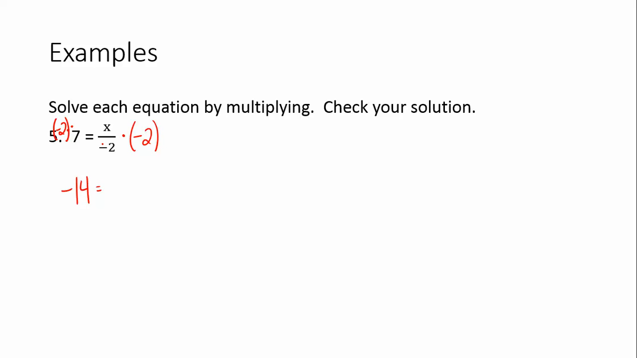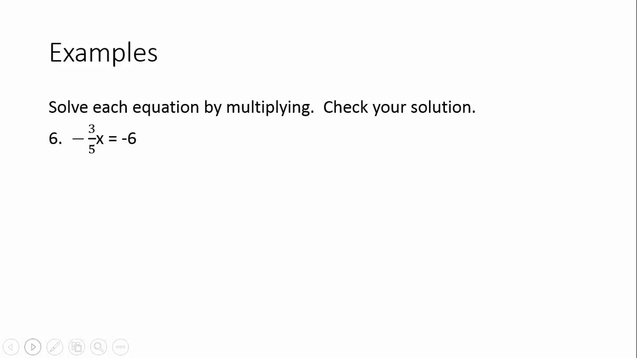But what happens on the right? Remember, the numbers are going to cancel, we're just left with x. So when we check our solution, we have 7 equals, plug in the answer for x, divide it by negative 2. So 7 equals, what's negative 14 divided by negative 2? That's a positive 7, and your solution checks out.